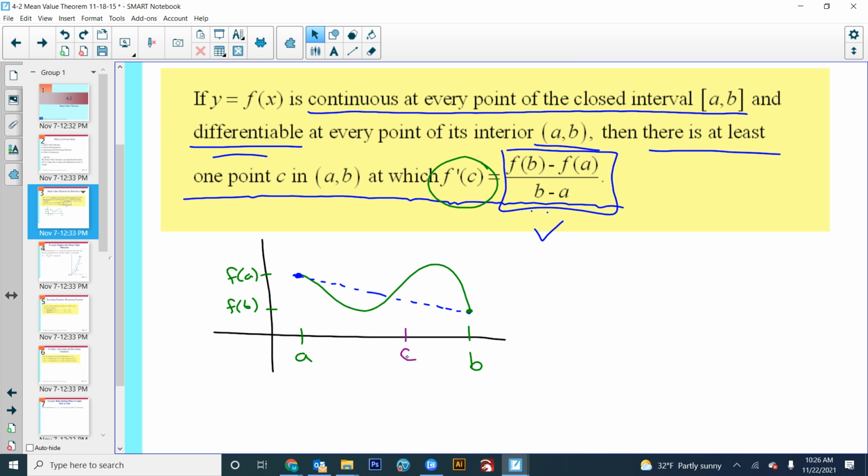But C, where's C? There is at least one point C in (A, B). Where am I? Not anywhere. It can't be anywhere. It has to be the x value, the C value, where the slope at C equals the slope of that blue segment. Do you see it?